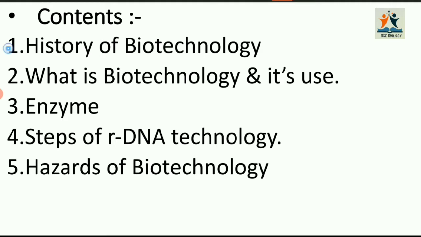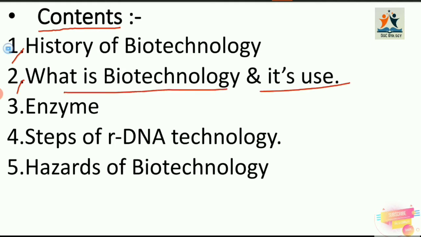In the entire series of biotechnology, the contents are: first, the history of biotechnology. Then we discuss what biotechnology is and its uses, nothing but the advantages. Next we discuss the enzymes used in biotechnology or in rDNA technology. Next we see the steps of rDNA technology. Then lastly we see the hazards of biotechnology, or the disadvantages of biotechnology.